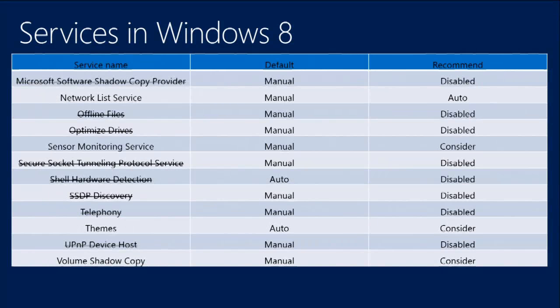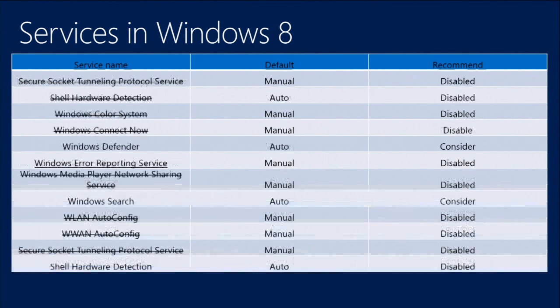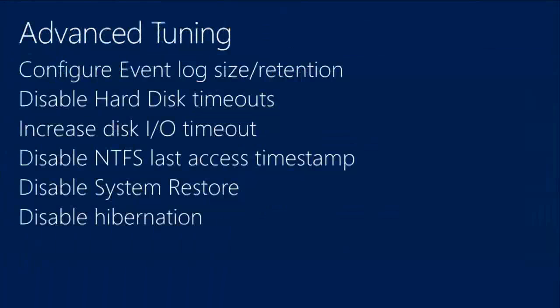Shadow copy, we don't need that. Offline files, optimized drives, goes away. So as you see, there's a lot of things you can turn off. I'm going to show you a script that runs this and fixes that, but let's just go through this first. Other things you might need to do or should do is increase disk I/O timeout.